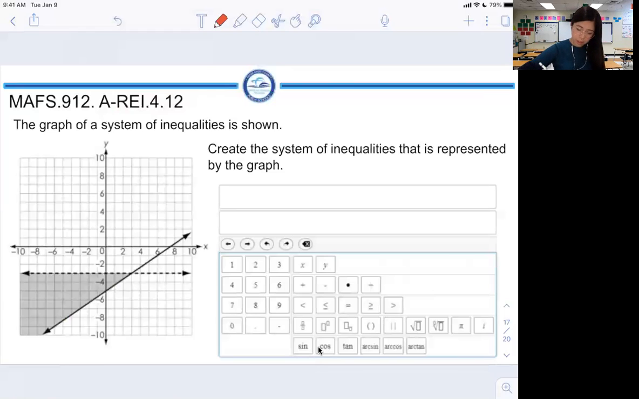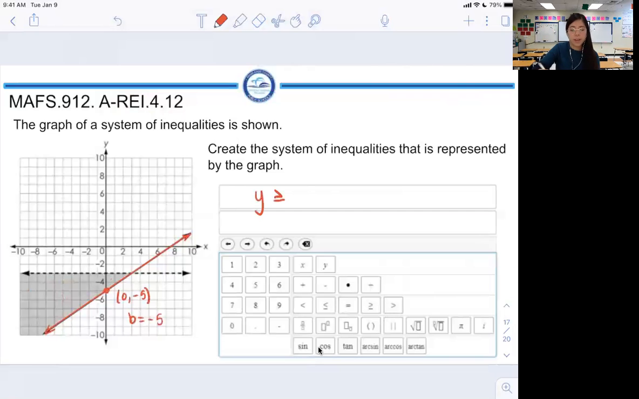So I'm going to start with this one. I'm going to highlight it in red. It's a solid line, and I'm shading above that red line. So I know that this is going to be y is greater than or equal to whatever I get. Now in order to know the rest of it, I need to know the slope and the y-intercept. The y-intercept is negative 5. So I know that b is negative 5.